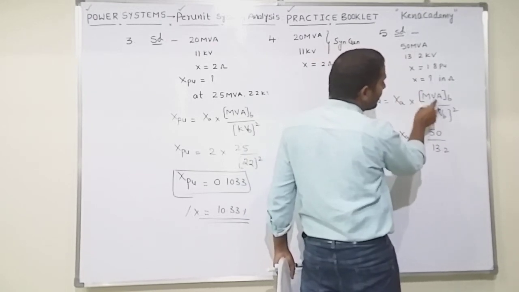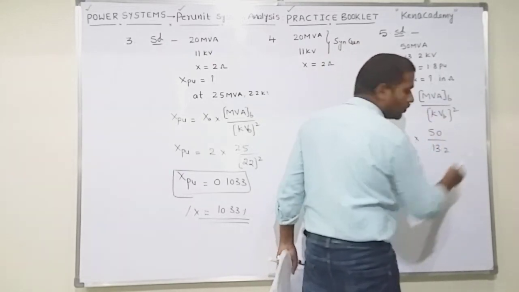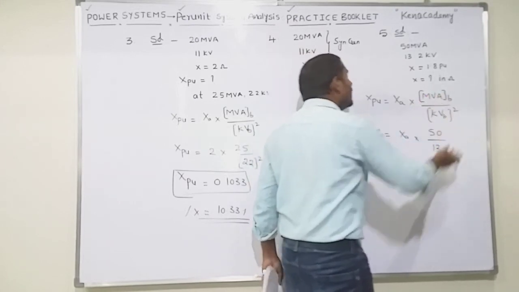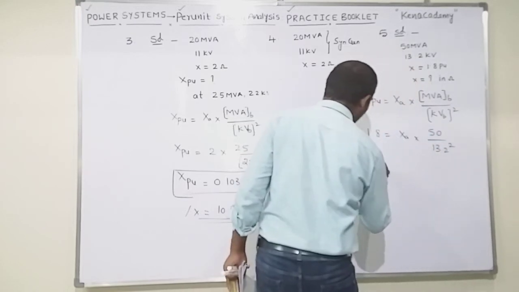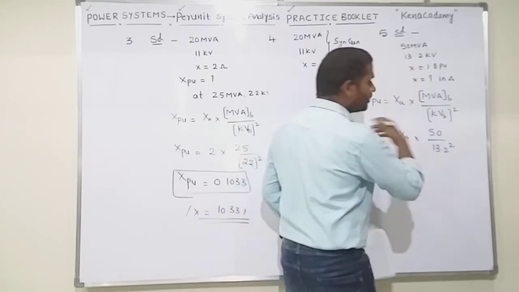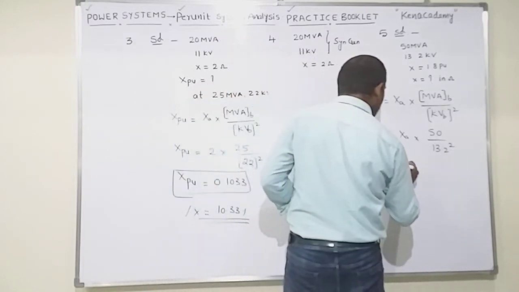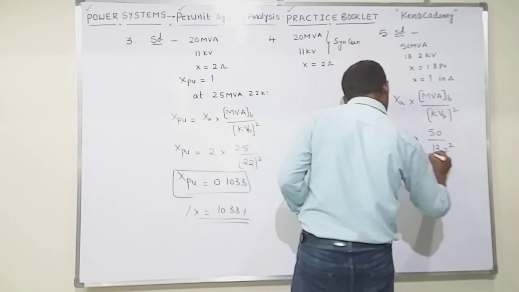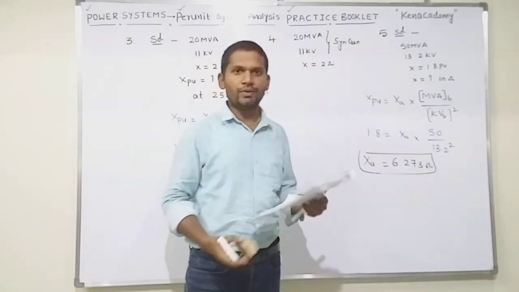This is in terms of MVA. Again, no need to write 10 power 6, no need to write 10 cube. The formula is already in terms of MVA base and the kV. Okay, 13.2 square. Then from this, what is the X actual, the actual reactance? Do that calculation. We can get actual reactance equal to 6.273 ohms. It's okay? Okay, this is question number 5.